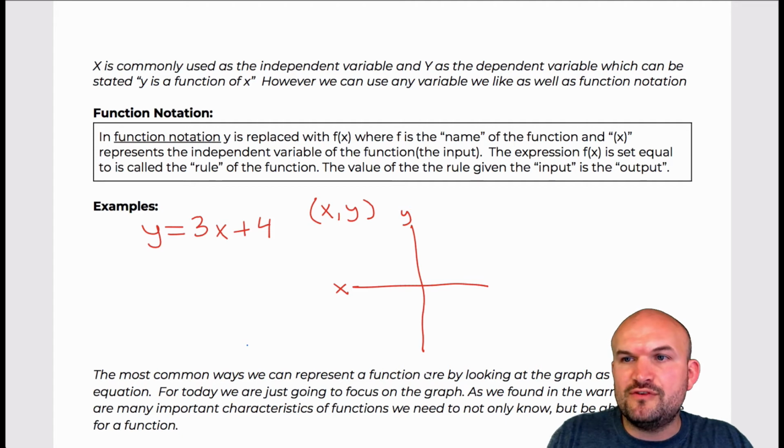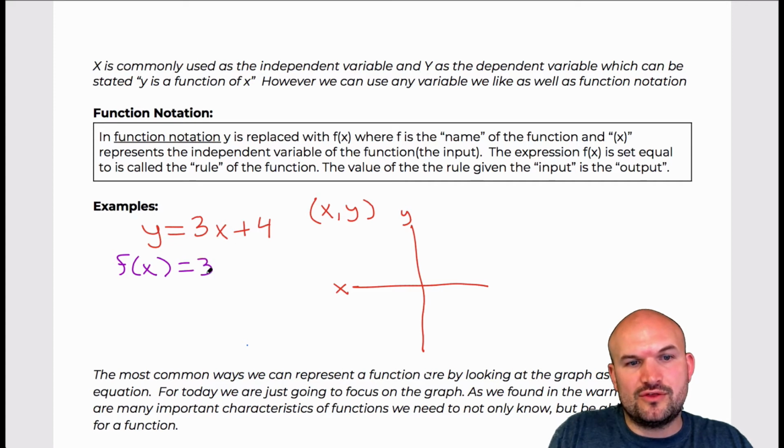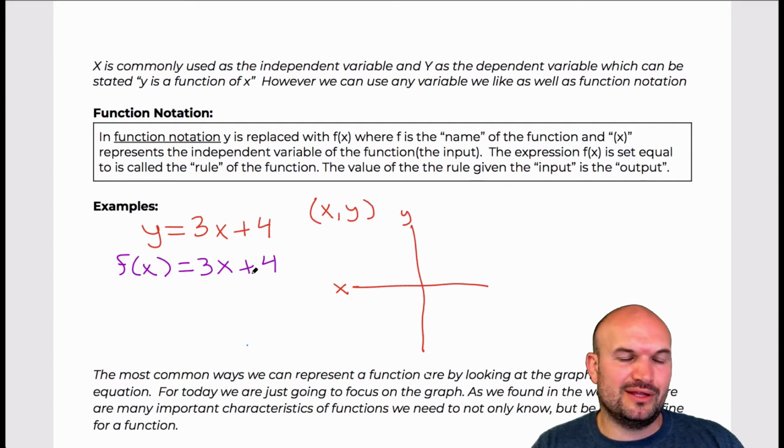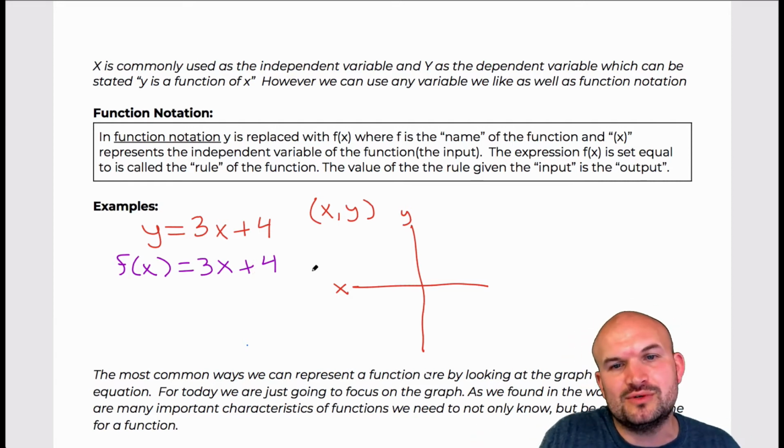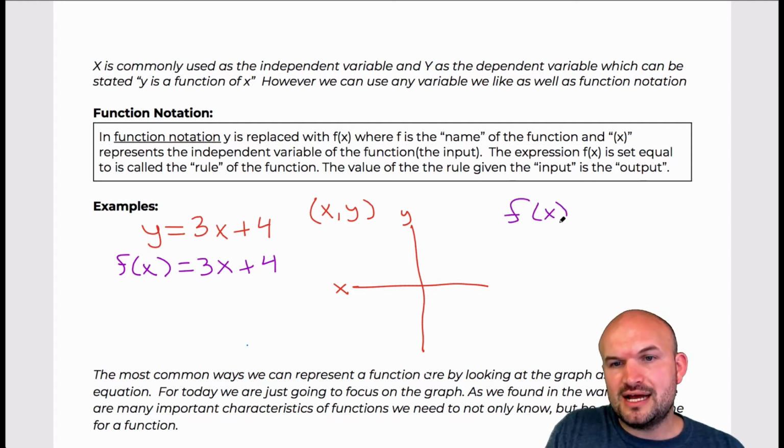What we'll use for function notation is, for instance, f of x equals 3x plus 4. So the easy way of doing this is to not really worry about it and just replace y with f of x. Okay, yeah, it's fine. But what do the f of x and the 3x plus 4 really represent? So let's break that down here.